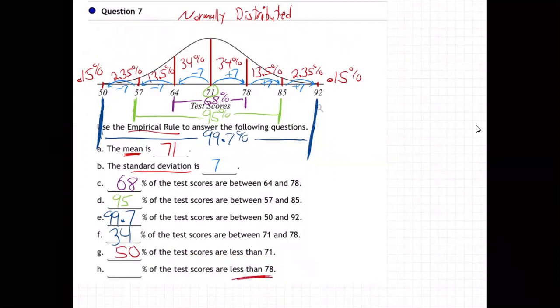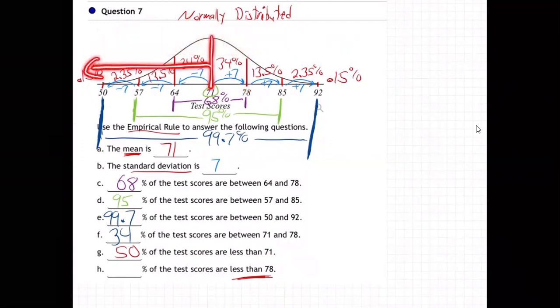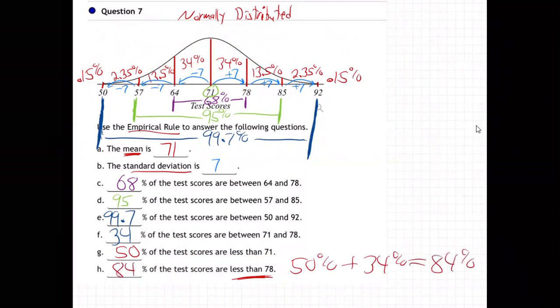And then less than 78. Oh, less than 78. Well, here's 78, and they want all of them less than 78. Well, do you see it's going to be here, from here over is 50% because that's half the curve, right? And then add on the 34. Do you see that? That'll be all the scores less than 78. It'll be 50%, right? The left half plus 34%. It's going to be 84%.